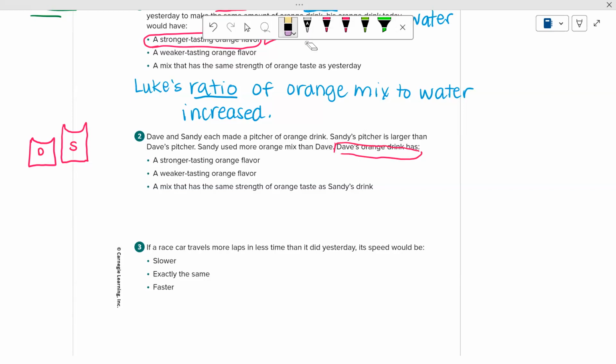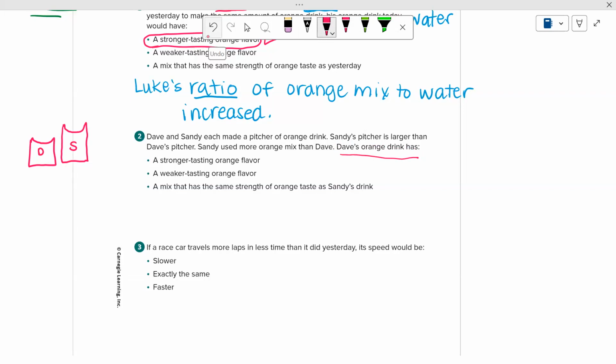That is sloppy. I do apologize. We want to know about Dave's orange drink. Well, do we know anything about Dave's drink? We know it's smaller. Do we know how much water Dave has? Because remember, we're comparing water and orange mix. Do we know how much water Dave has?